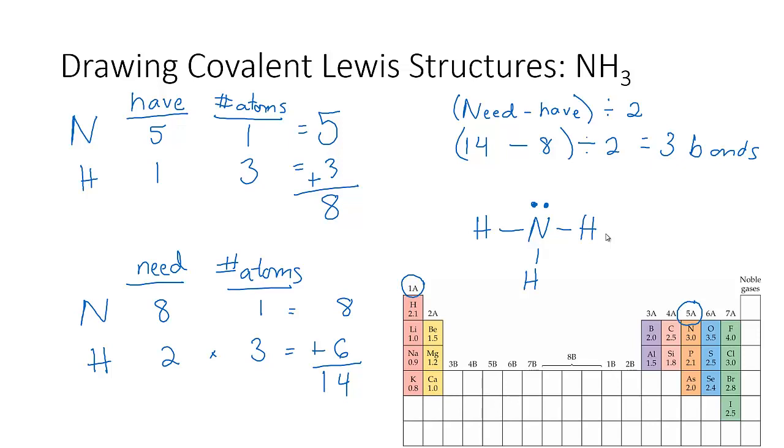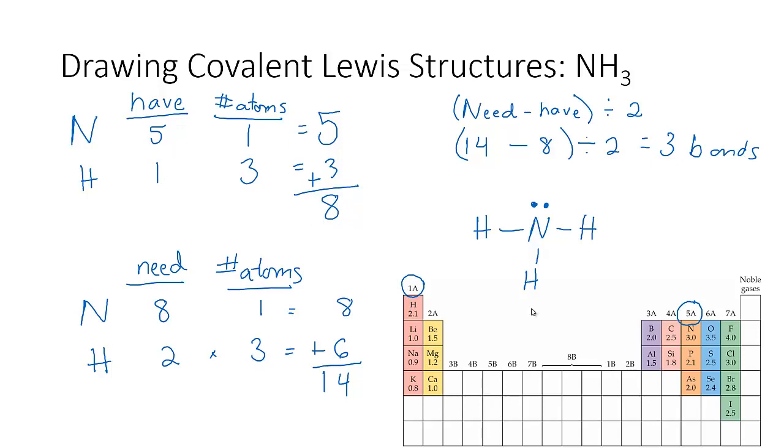So this is the point where I suggest checking your work. So how I check my work is I count how many electrons total are on the compound. 2, 4, 6, 8. I have 8 electrons in my structure, and that matches the number I have available from atoms.